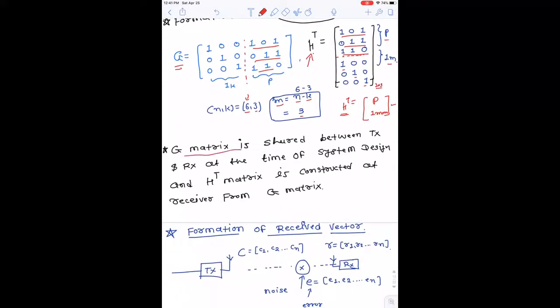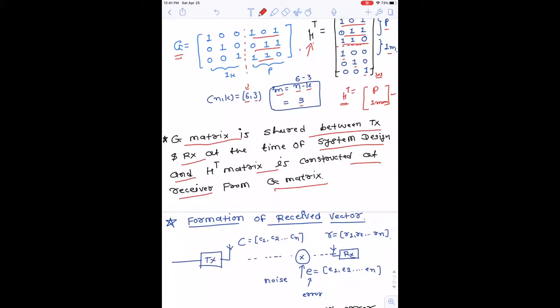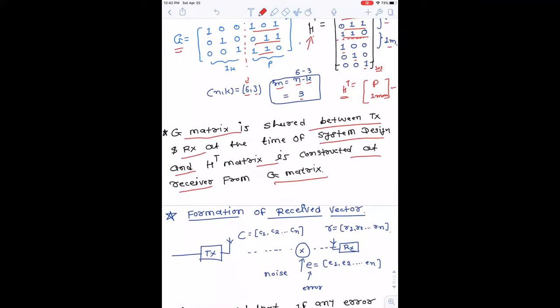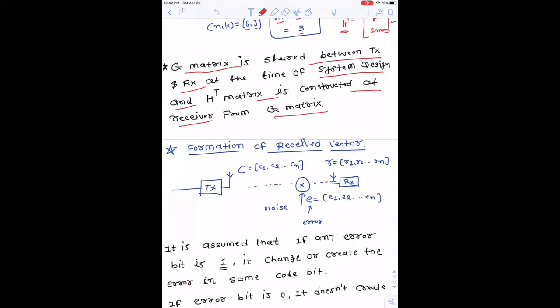So this is written here: the G matrix is shared between transmitter and receiver at the time of system design, and the HT matrix is constructed at the receiver from the G matrix. It is a very primary matrix to start with the decoding process. So this part you have to learn. The HT matrix is constructed from the G matrix, where the first part is the parity matrix, similar to the parity matrix shown in the G matrix, and the bottom part is formed as an identity matrix with a size of M cross M. This HT matrix is to be stored in the memory of the receiver, and is used to decode the signal.